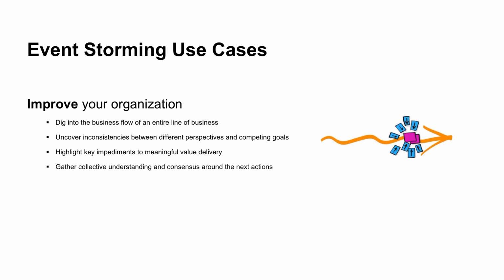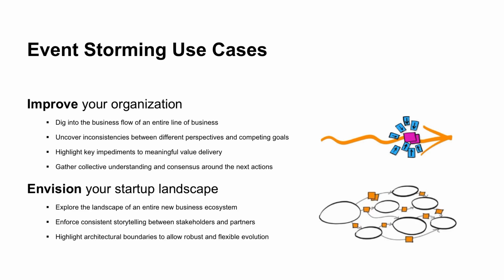If you have more of a greenfield approach, you can use it to describe your landscape. So if you want to model a new ecosystem, you can use this as a good canvas to start out. You can also create a storytelling between your business vision and the system to support it, which is very good in the early stages. And also highlight the architectural boundaries, or bounded contexts, of the new system in order to size it in the correct way, you could say.